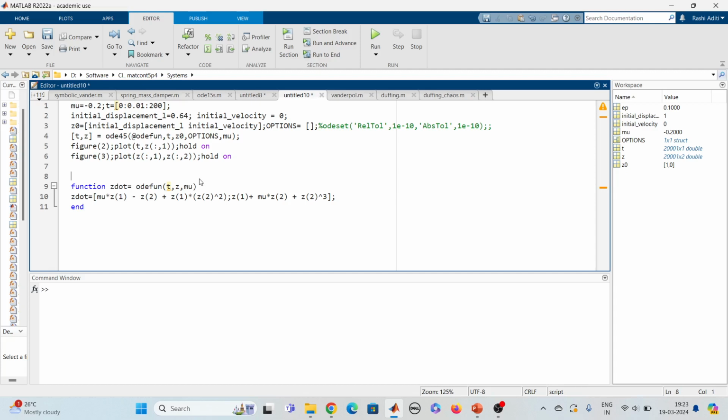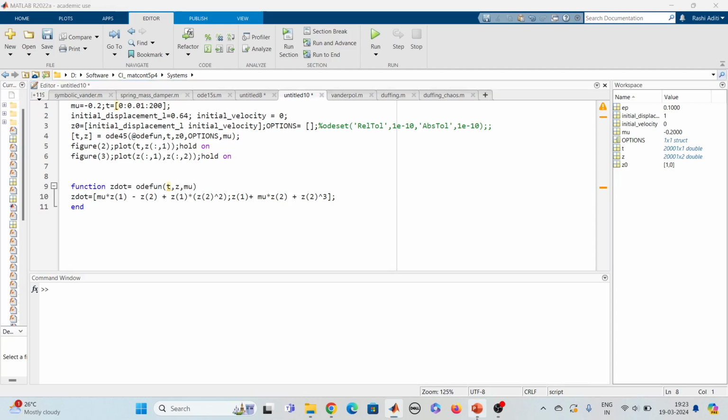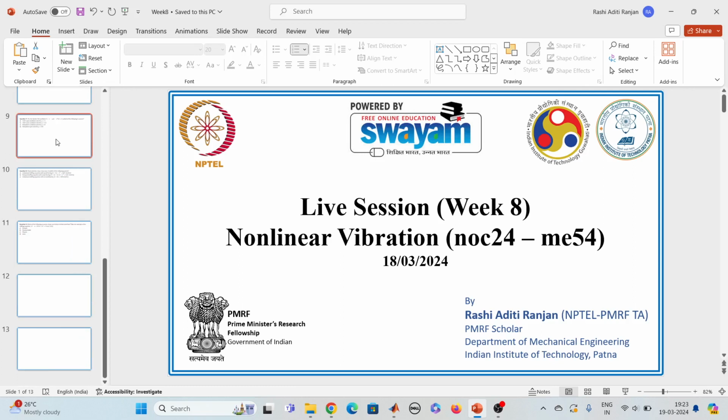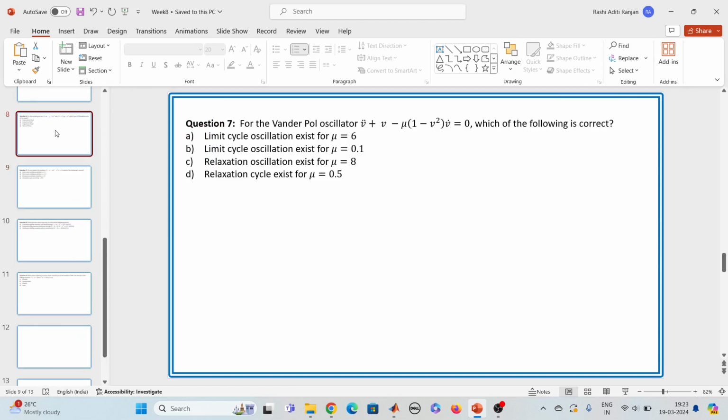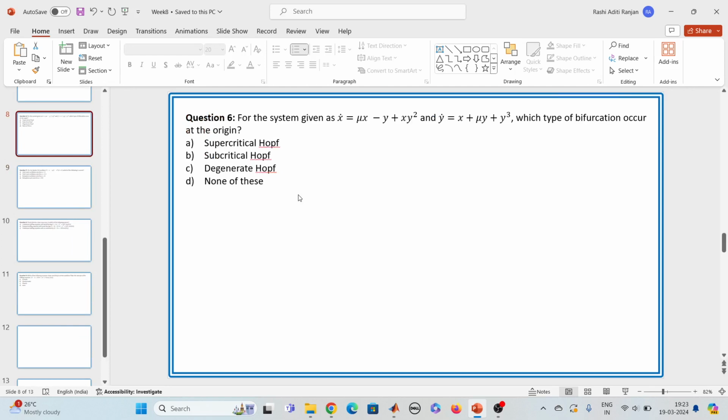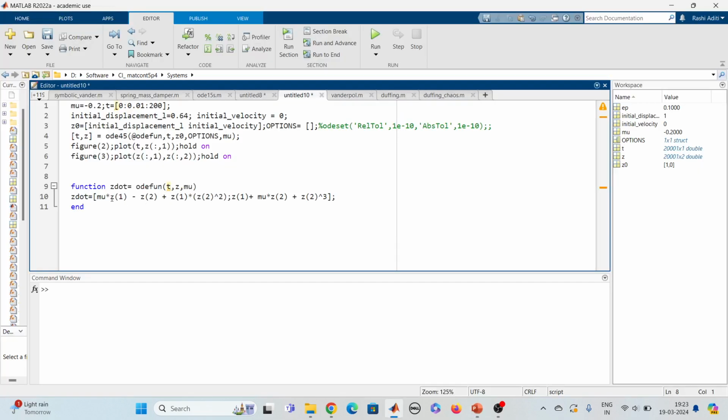Okay, so let us come to the equation. I'll just open the PPT as well. So this was my question, right? This is mu x minus y plus x y square. For a two-dimensional system, I'll define my x as z of 1 and my y as z of 2, and then write it into the code like this. The first equation is mu into x minus y plus x into y square, and my second equation is x plus mu y plus y cube, which was given.